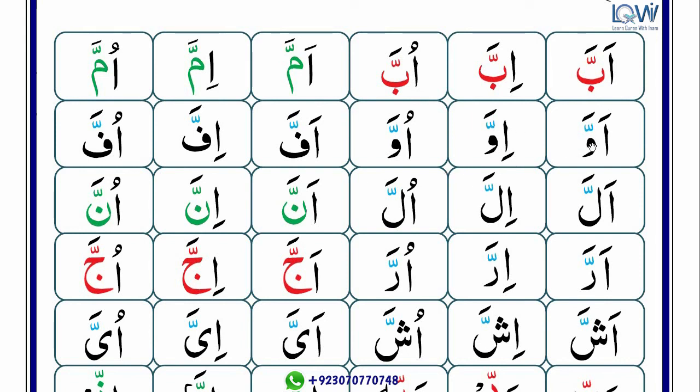So next letter is Vaw. We will read this line without spell. Awwa, Iwwa, Uwwa. Affa, Iffa, Uffa. Lam will be read with spelling. Hamzah Lam Zabar Al. Lam Zabar La. Alla. Hamzah Lam Zir Il.